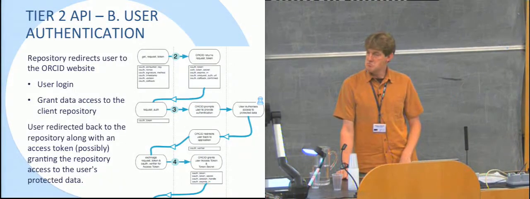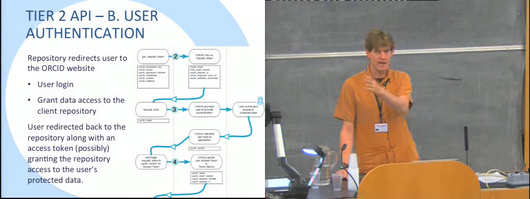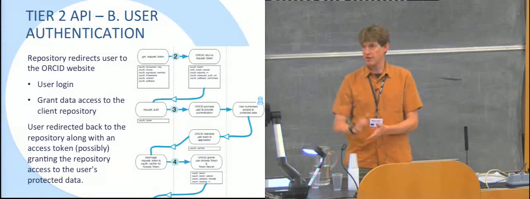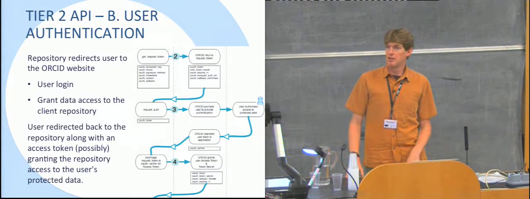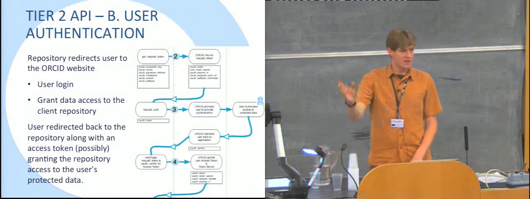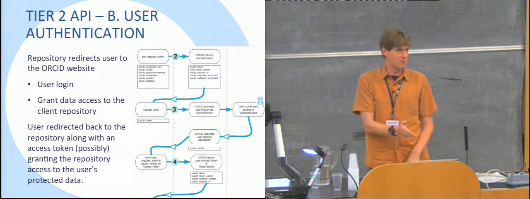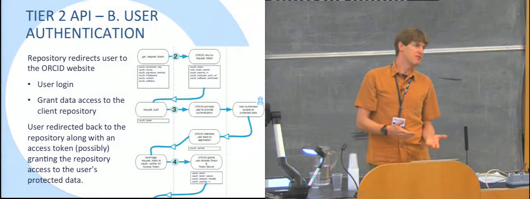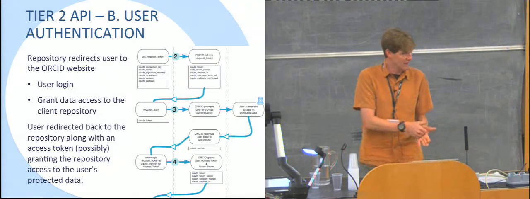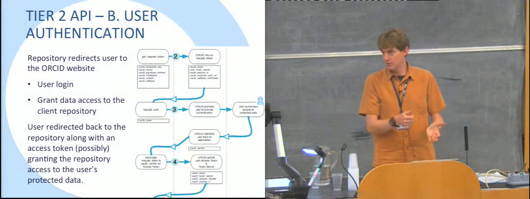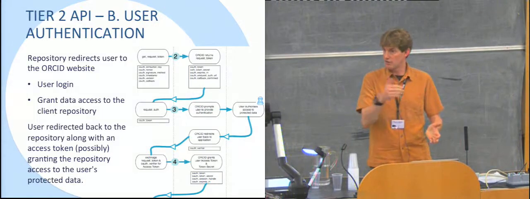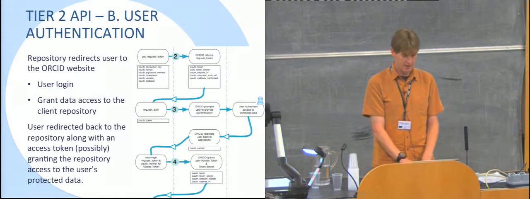And they then say, I want to grant your repository access to this part of data. I want to allow you to update it with my information later, or not. But either way, the workflow allows the user to be directed back to your repository with information saying, yes, this person really is the one who owns that ORCID, and possibly a token granting additional rights to the repository.